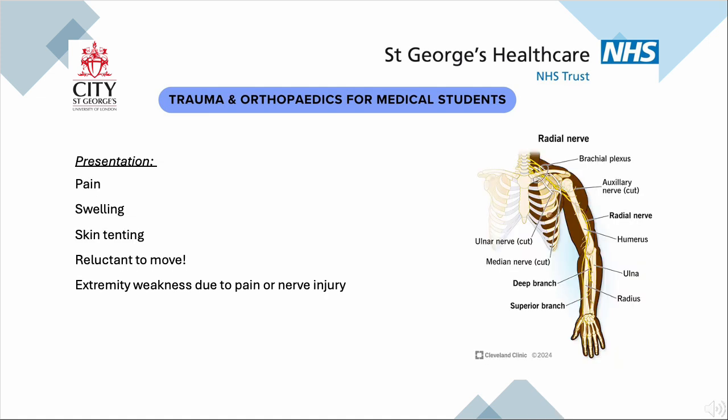Again, like all the other fractures, the presentation is of pain and swelling. There may well be deformity. They're going to be very reluctant to move it, and they may have extremity weakness. Now you need to look at this and work out whether it is neurological, as we've mentioned, there are a number of nerves that go past the humerus, fairly closely applied, or whether it's simply pain related.